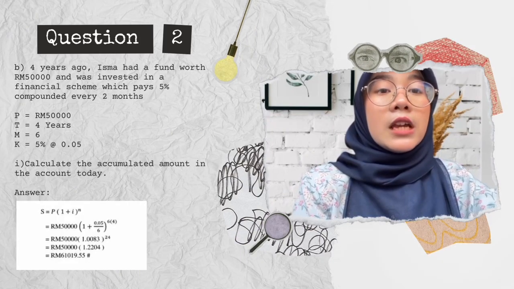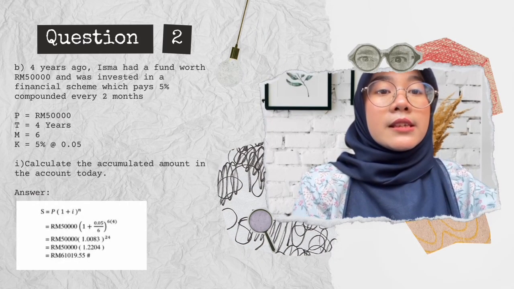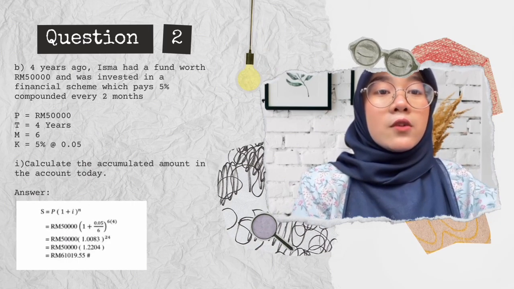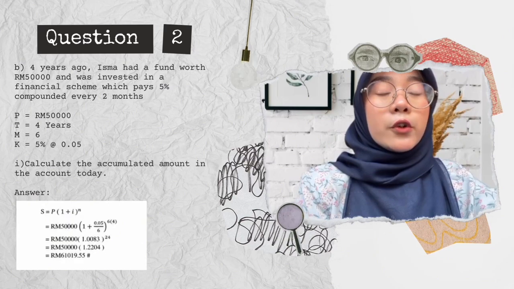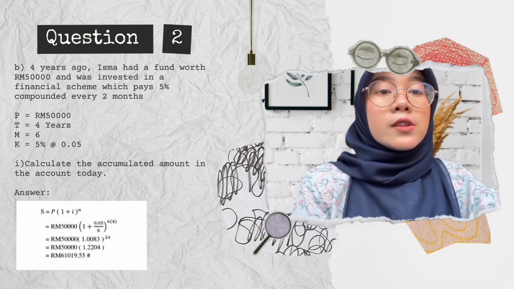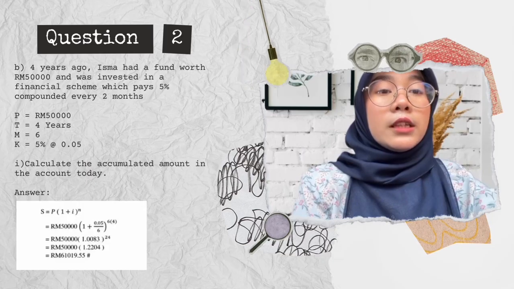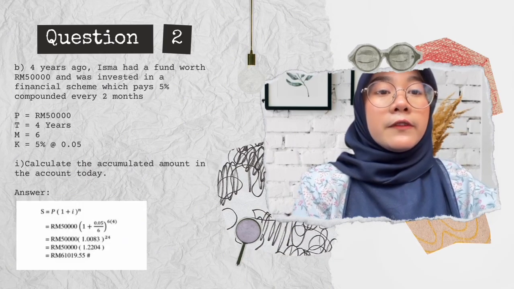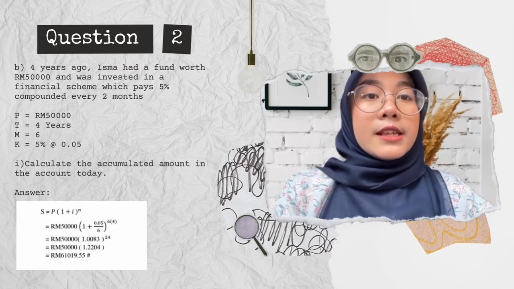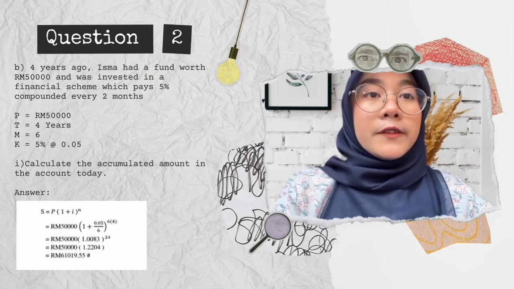After simplifying, 0.05 divided by 6 equals 0.0083. So the expression becomes 50,000 multiplied by 1.0083 raised to the power of 24. Finally, multiplying 50,000 by 1.2204 gives 61,019 ringgit and 55 cents. Therefore, the accumulated amount in Isma's account today is 61,019 ringgit and 55 cents.